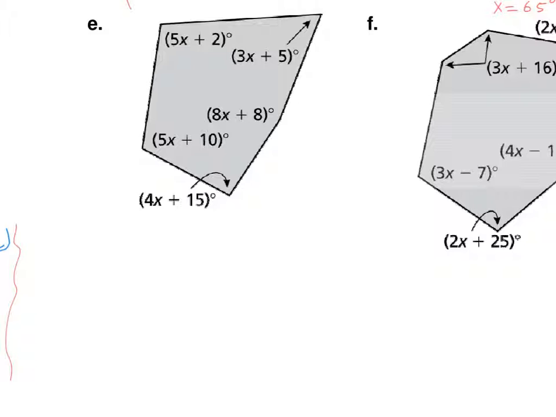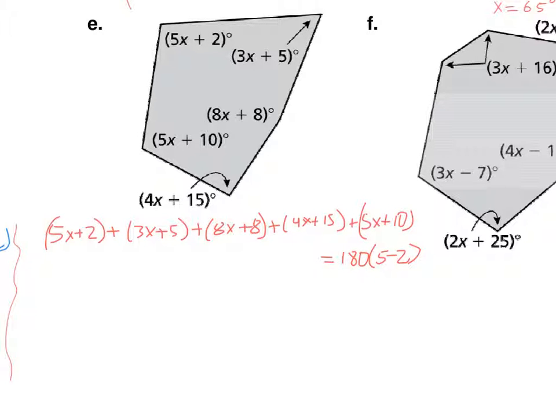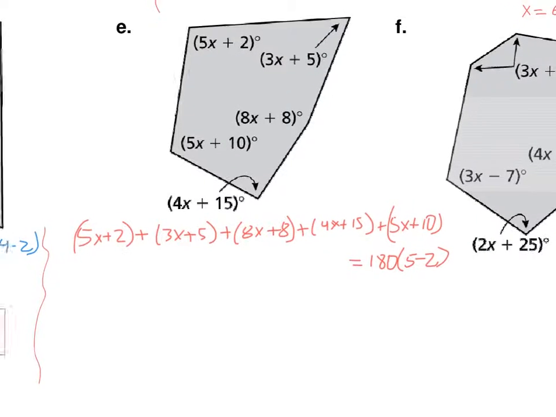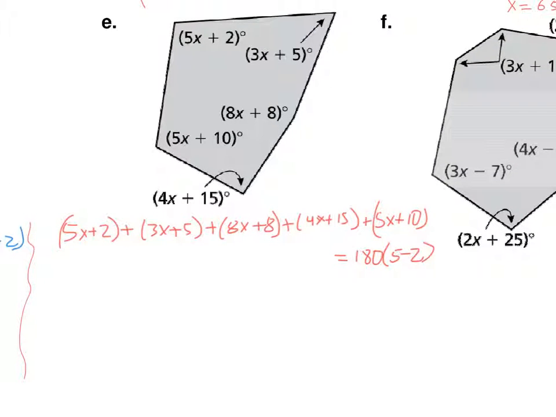Now we've got a pentagon, 5 angles. Let's write our equation. Kind of a long one, but we got all of our angles here. 5x plus 2, 3x plus 5, 8x plus 8. All of these angles here add up to 180 times 5 minus 2.